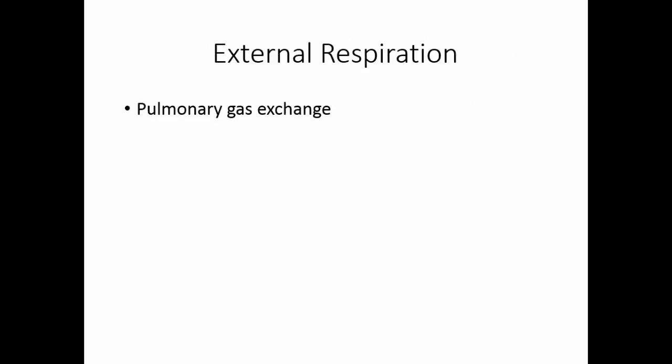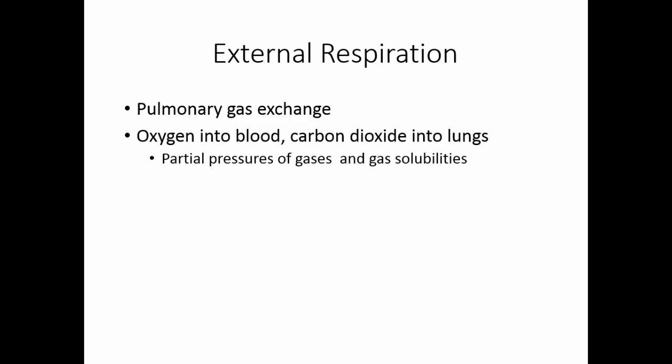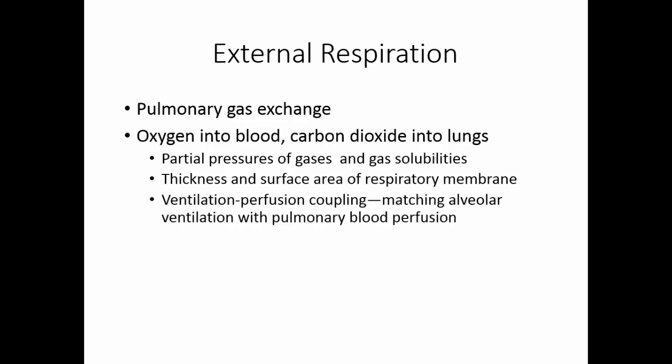External respiration is the gas exchange in the lungs. Oxygen moves into the blood and carbon dioxide moves into the lungs. The partial pressure of the gases and the gas solubilities are responsible for this, as well as the thickness and surface of the respiratory membrane. We also have to worry about ventilation-perfusion coupling, that is, making sure we're matching the alveolar ventilation with the pulmonary blood perfusion. In order for diffusion to occur, there has to be a pressure gradient or a concentration gradient.